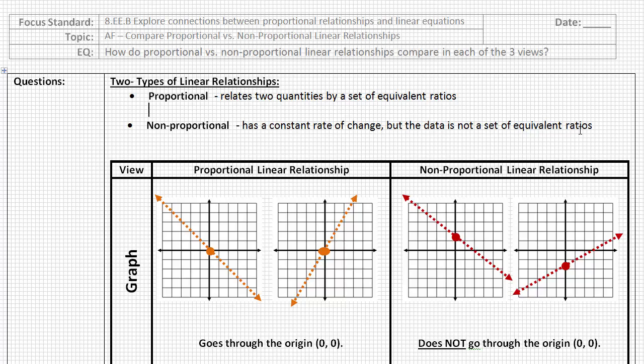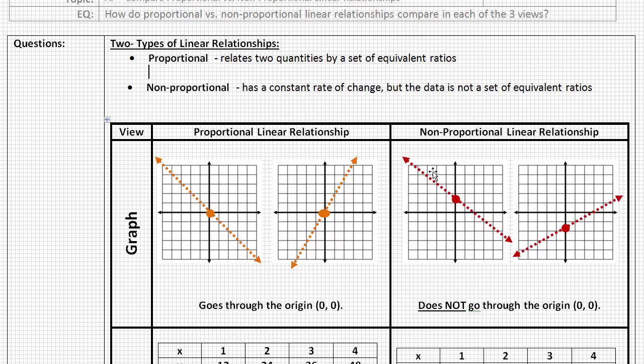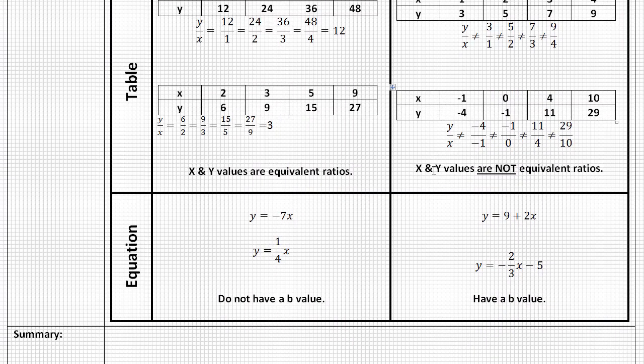So this is going to conclude our video for today on comparing proportional versus non-proportional linear relationships. Please make sure that your notes are complete and that you're ready to work more with these types of relationships in class.